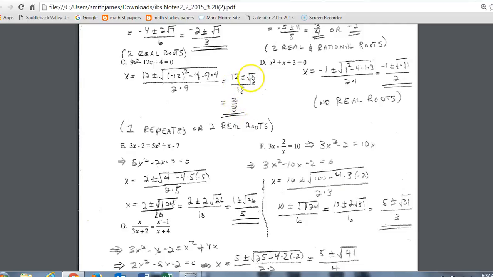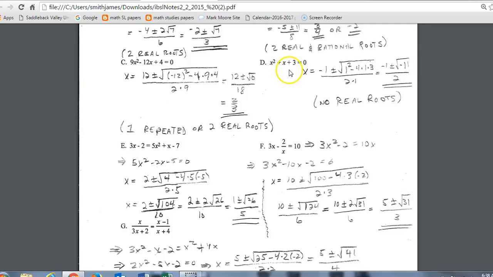Because if I do 12 plus the square root of 0 divided by 18, that's the same answer as doing 12 minus the square root of 0 divided by 18. So I'm getting the same solution twice. So there's really only one solution to this. You can look at it as one solution that repeats itself, or you can say there are two real roots, even though those two roots are the same value. So we tend to look at this as one solution when the discriminant is 0.